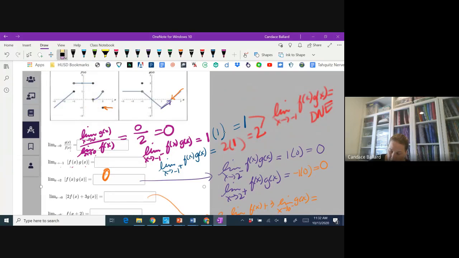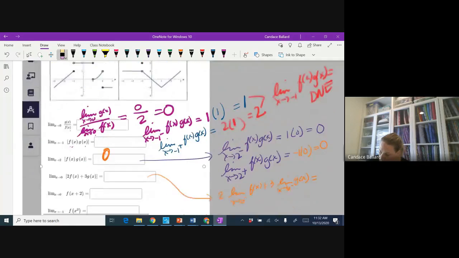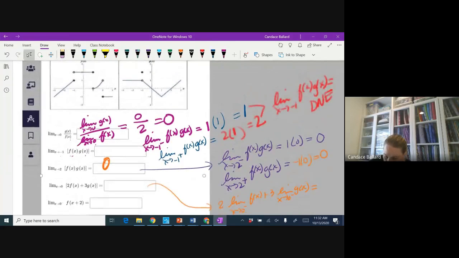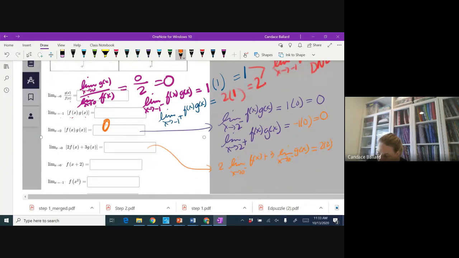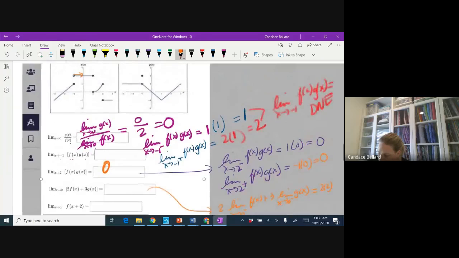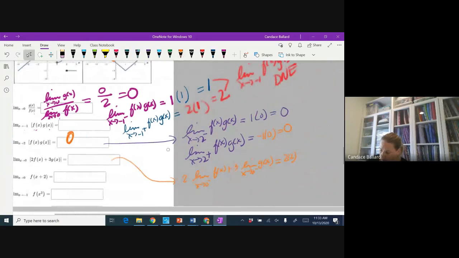I erase again. So we're going to 0. 0 from the left on f is definitely equal to 2. So it's 2 times 2. And then 0 from the left on g is 0. So plus 3 times 0. So we end up with 4 plus 0, or just 4 on that one.